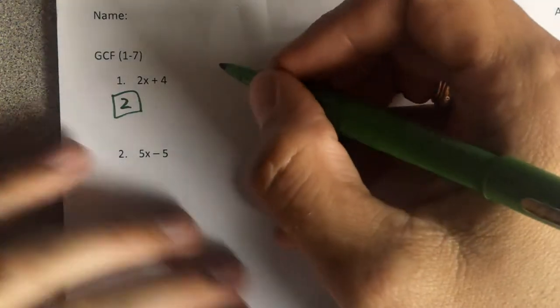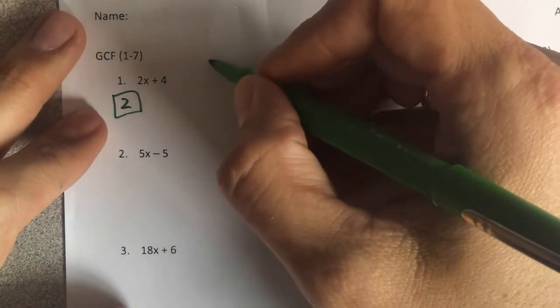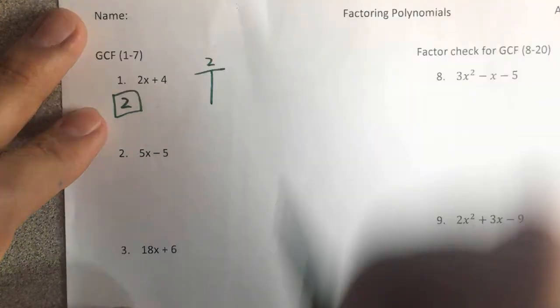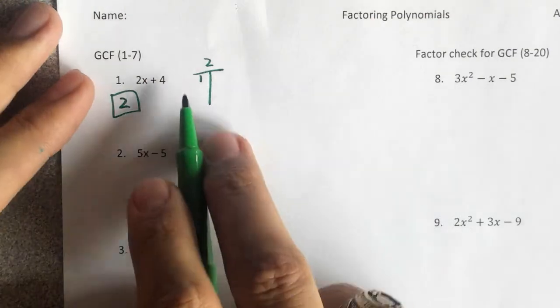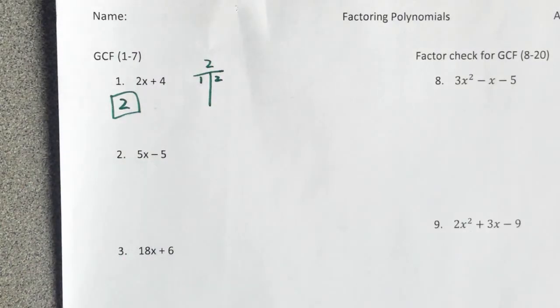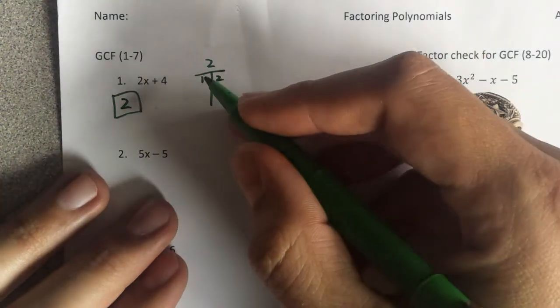How do we get that? Let's kind of just break that up. What are my factors of 2? This is how I list my factors. I start with 1. 1 times what gets me 2? 2. Then I go up the numbers until they start repeating or I get halfway there. There's no other numbers that's a factor of.